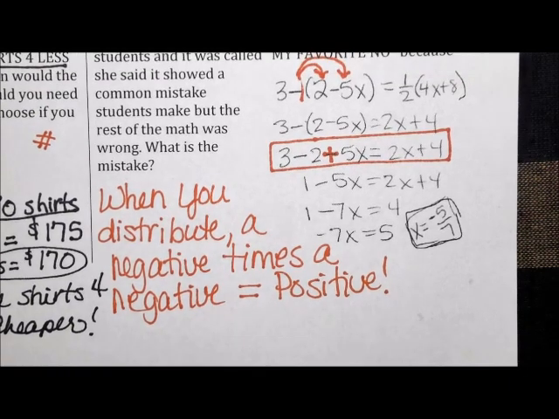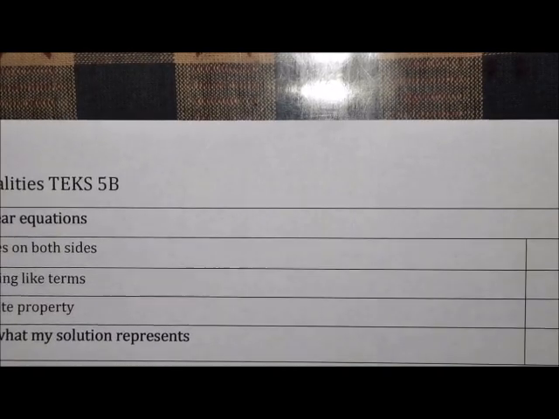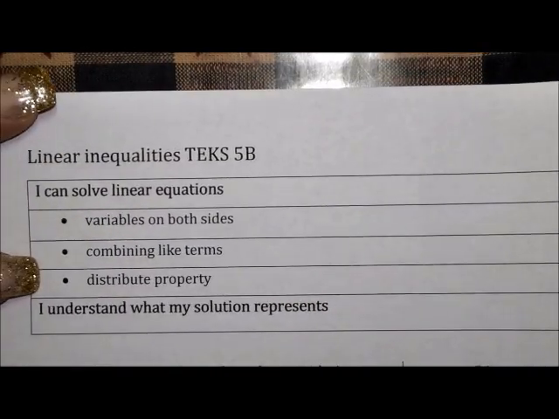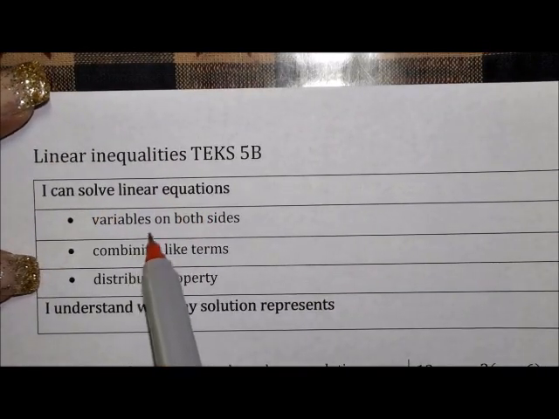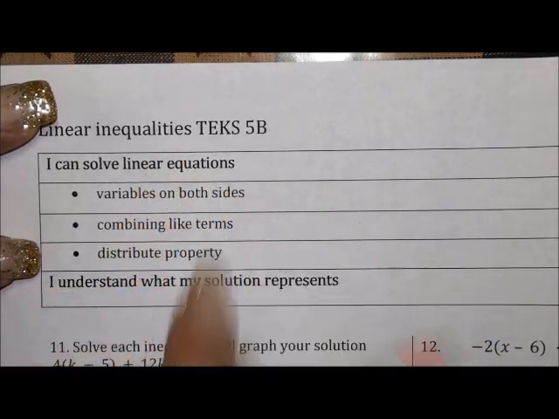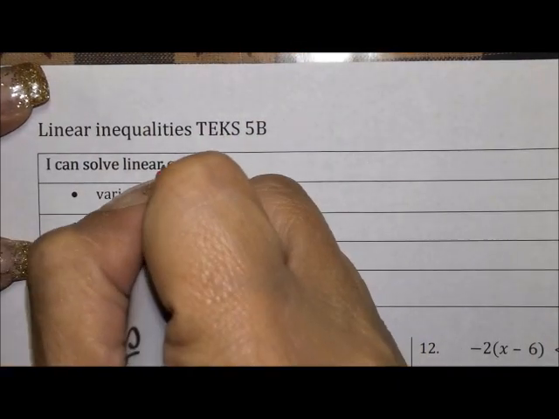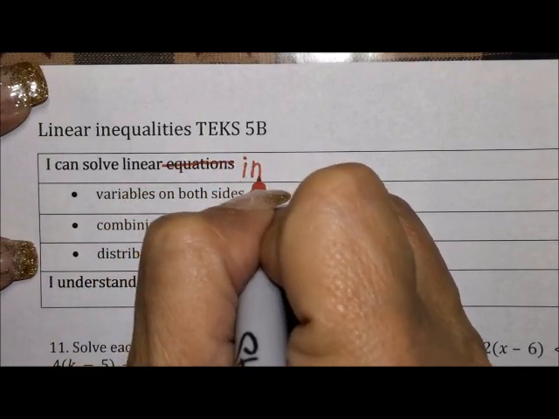All right, and that is TEK 5A. All right, so you also have for this test, you have TEK 5B, which is the other one we did. So on that one, let's try and put this up here. I can solve linear equations, variables on both sides. Actually, that should be I can solve linear inequalities. Combining like terms, distributive property, I understand my solution represents. So this right here should say inequalities.